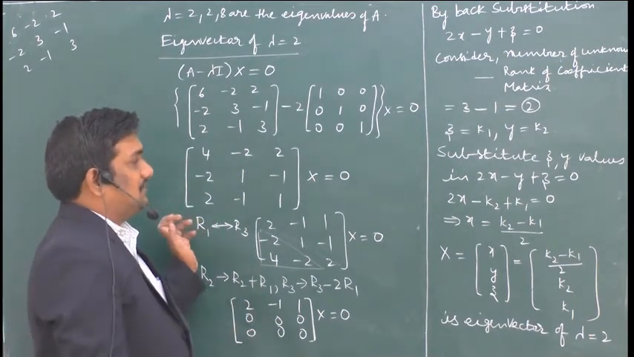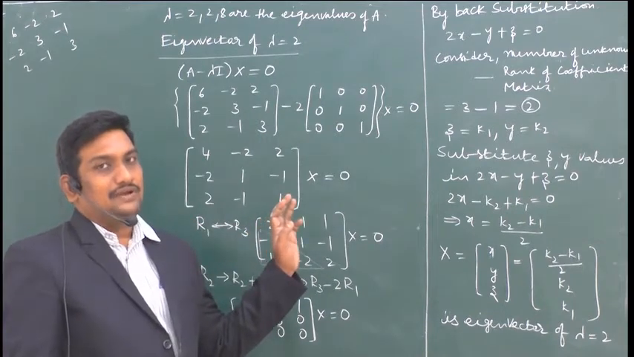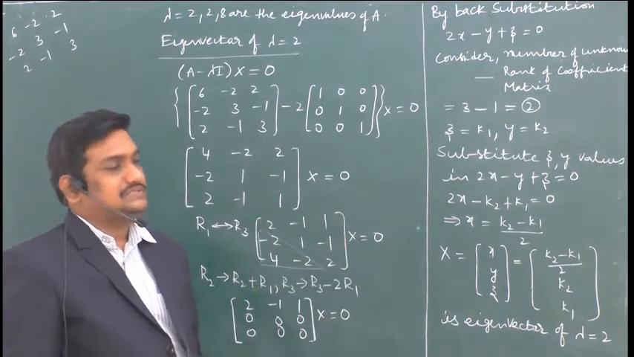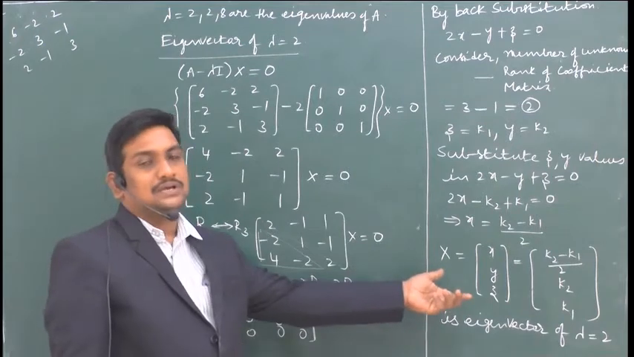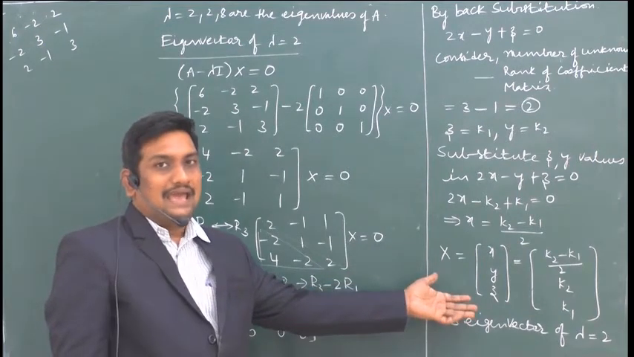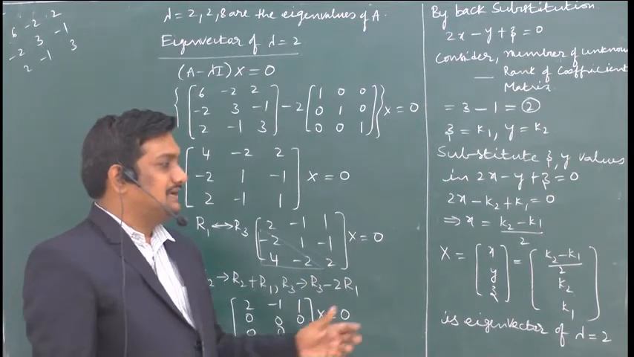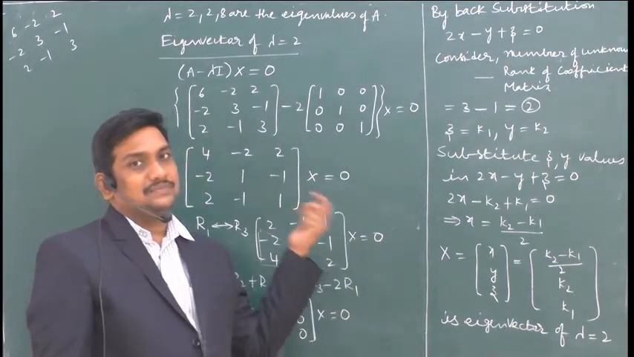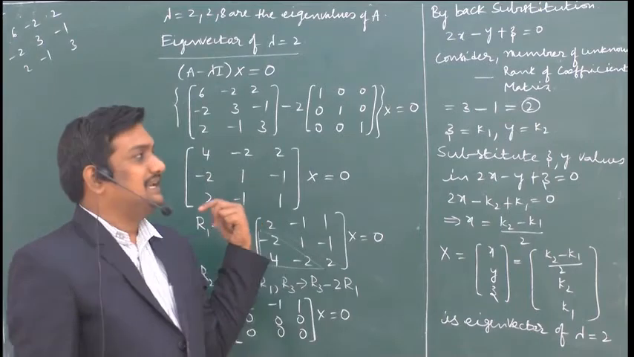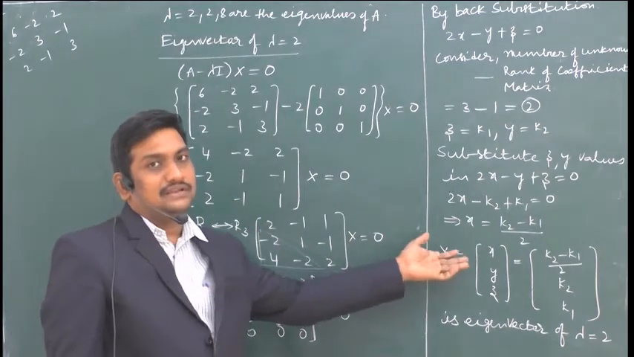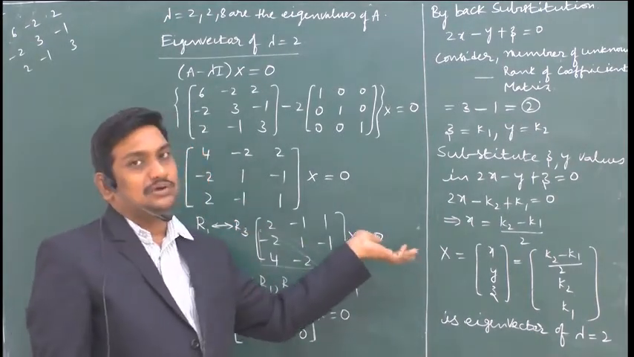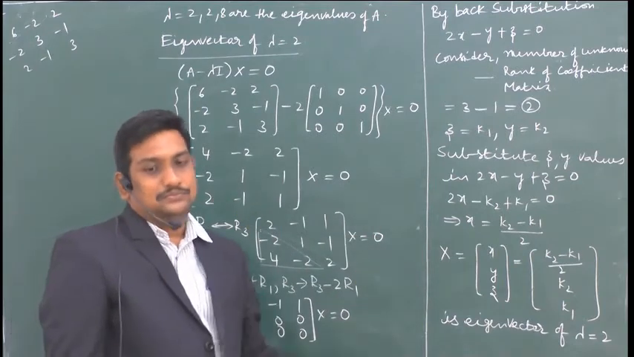Okay, so eigenvector can be evaluated using 2 approaches. This is one of the approaches: by applying echelon form, you can find the eigenvector. This is one method, and there is another method also. So let us see the other method also. After knowing the 2 methods, you can apply whichever is simpler for you.